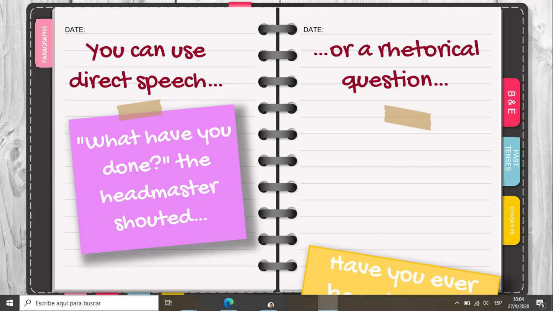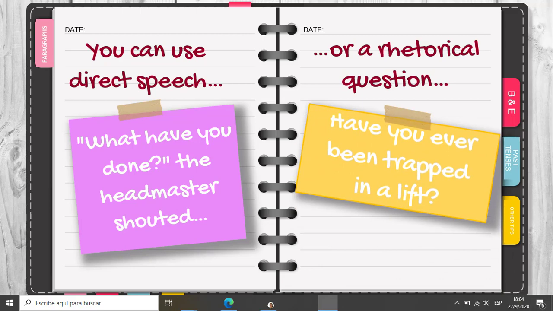And here's an example of a rhetorical question. A rhetorical question is a question you ask only to make a statement, not to get an answer. Have you ever been trapped in a lift? Again, try to think how you would continue writing these stories.